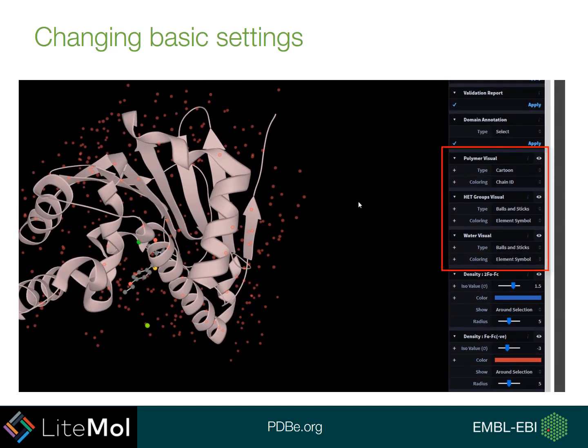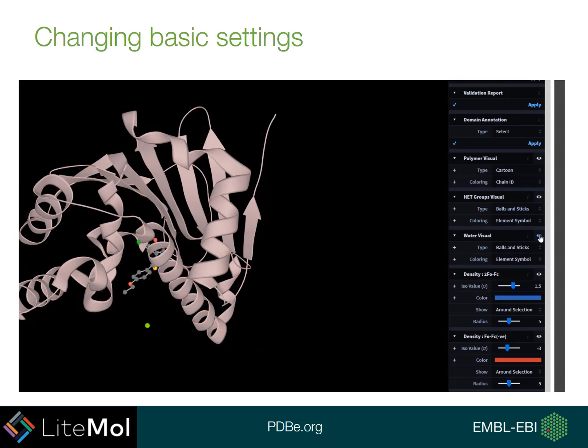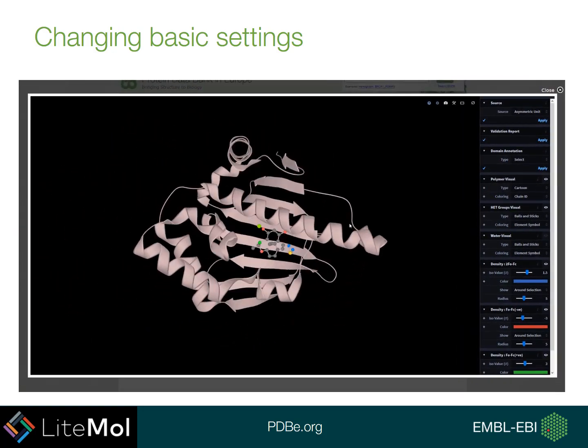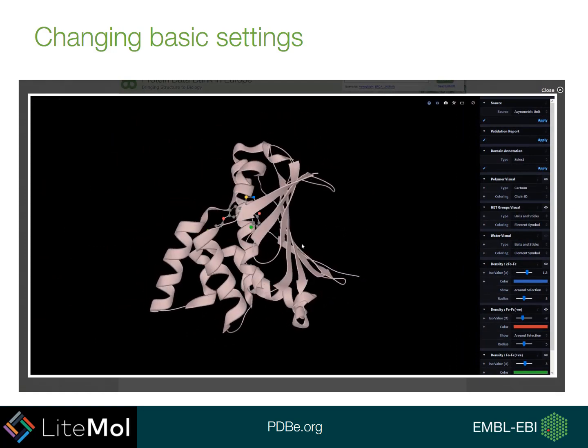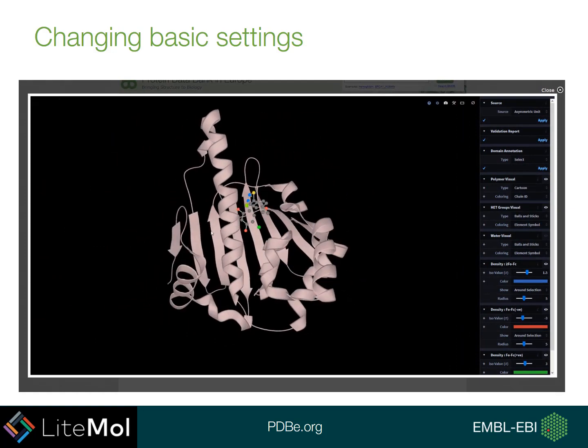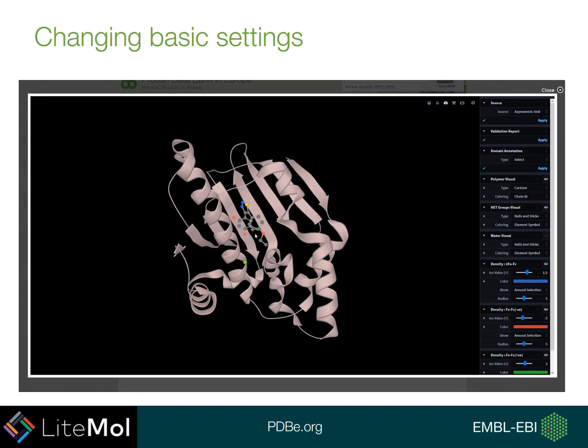These three sections on the right here control the view of your polymers, your ligands, and your waters. The eye buttons on the side here will enable you to toggle on and off any of these views. So this ligand is toggled on and off. We can also remove the waters if you're not interested in them. What we have now is the polymer shown in cartoon form and the ligand shown in ball and stick.